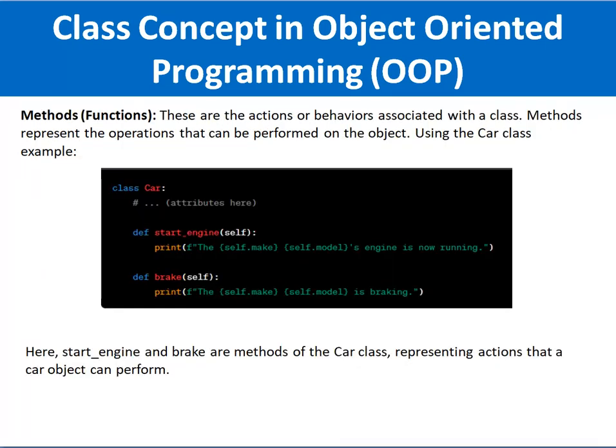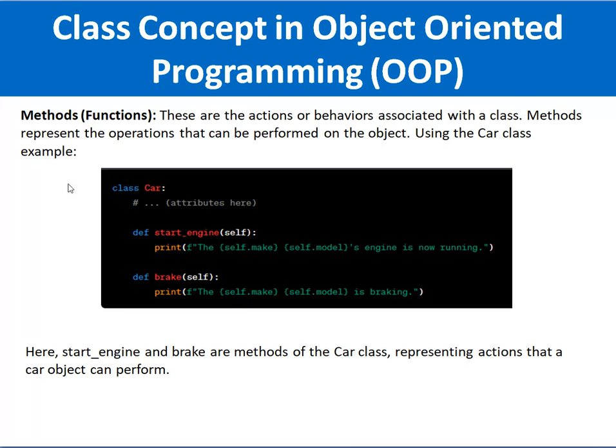Then next is the methods. Methods means the functions which can be performed through this class. For example, the car can start, the car can have a brake, the car can have a gear function. So what are the methods, what are the functions a car can perform? Those functions or behaviors or actions can be listed here in the class.